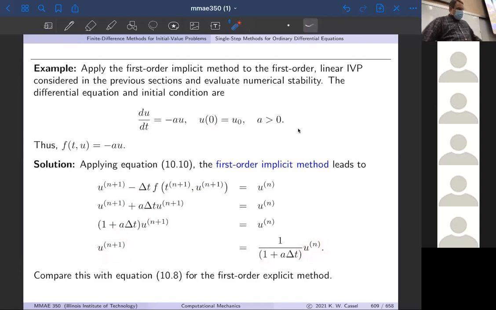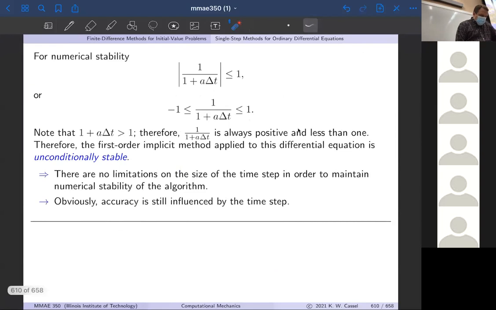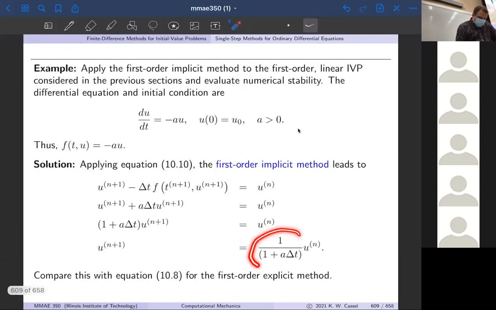But now let's look at it from a stability point of view. So for stability, this factor has to once again, by absolute value, be less than or equal to 1 for the same reason as before. I'm going to take the previous value, u^n, I'm going to multiply by this factor to get this. If this factor is bigger than 1, then every time I go from one time step to the next, I'm multiplying by a number that's bigger than 1, and it's going to grow, grow, grow. So that's bad. That's numerically unstable.